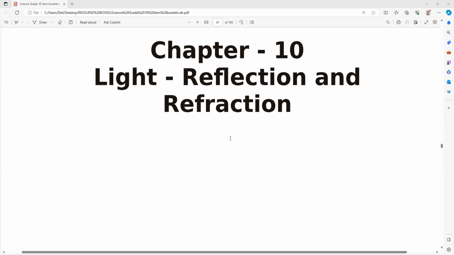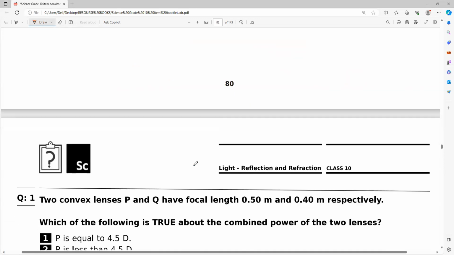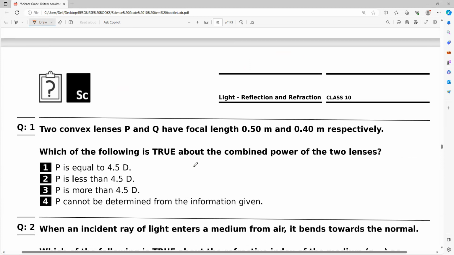So, light chapter, the CBQ's few questions are very different. First time you'll experience it also, as I already told you. So let us start with the first question now.